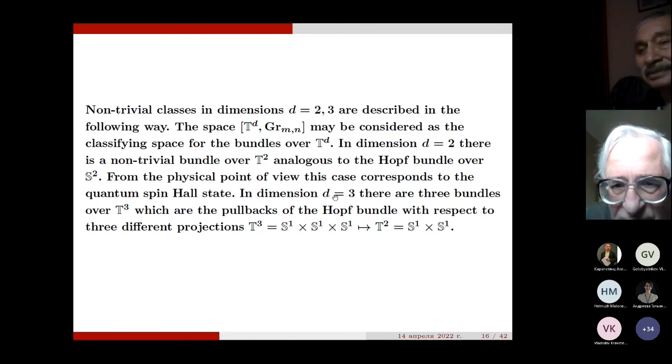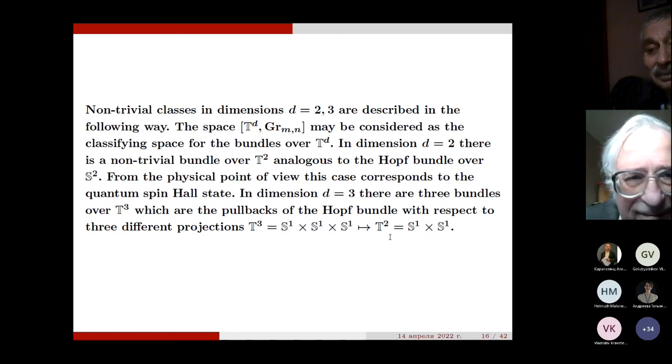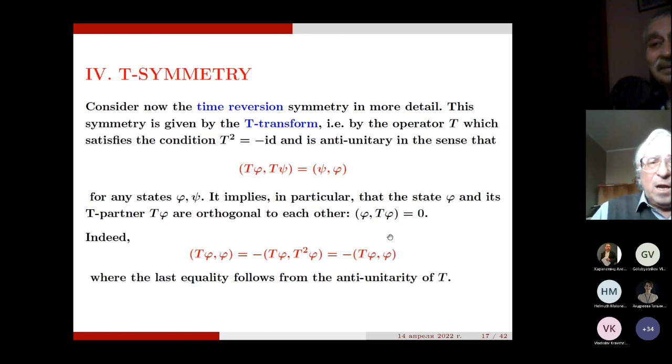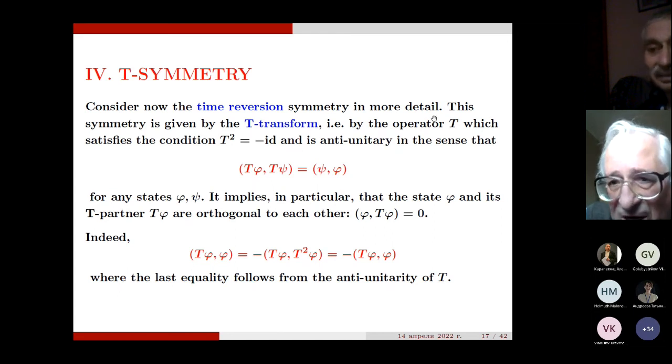In dimension d equals 3, there are 3 bundles over T^3, which are the pullbacks of the Hopf bundle with respect to 3 different projections from T^3 to T^2. So these are these 3 different bundles. Okay, I have described the general idea of how one can describe the topological invariants. And now I switch to the time reversal symmetry. As I said, this is most important for us.